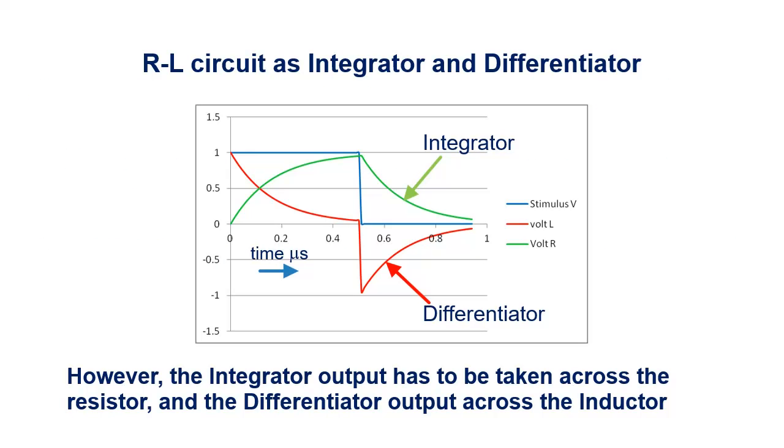It can be observed that the RL circuit can also be used as an integrator and differentiator, as was done with the RC circuit in session 1. However, the integrator output has to be taken across the resistor, and the differentiator output across the inductor.